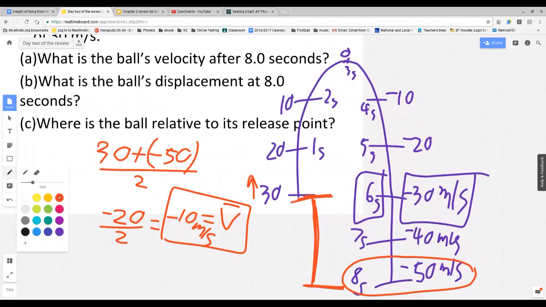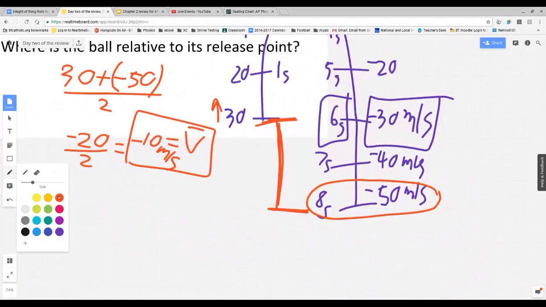B is how far did it go? We didn't get that part yet. We're doing 15. If you use your average velocity for 8 seconds, I don't think you can do that. I don't know, maybe we can. We'll try it out. I'll do it 2 ways and check my answer. So negative 10 times 8 is negative 80, right?